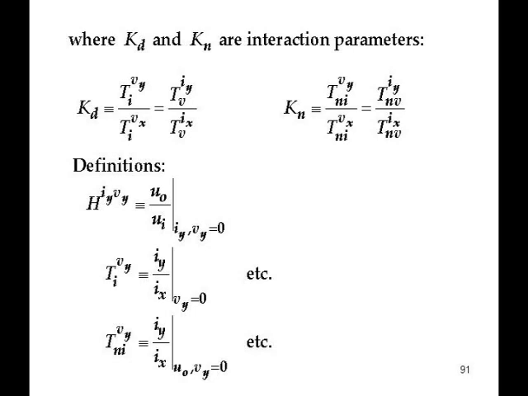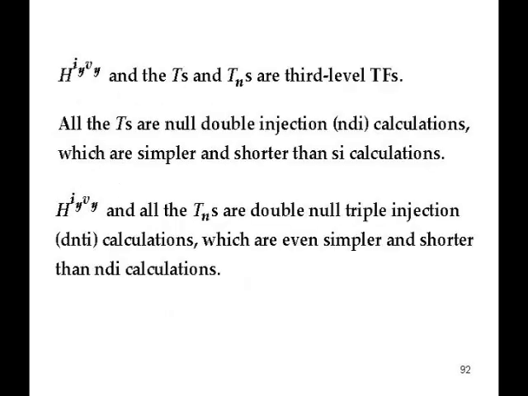Those with double subscripts are now third-level transfer functions because you have to inject 3 signals in order to null 2 quantities. So this is double null, triple injection conditions. And you say, well, this is getting messier and messier all the time. It's actually the complete reverse. We've already seen that a null double injection calculation is simpler, easier than a single injection calculation.